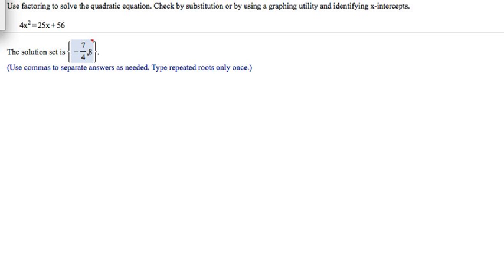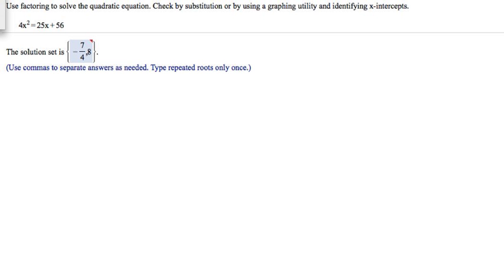Alright, this problem is from section 2.4, number 4. It says use factoring to solve the quadratic equation. Check by substitution or by using a graphing utility and identifying x-intercepts. And the problem is stated as 4x squared equals 25x plus 56. Now, the solutions are written there already.